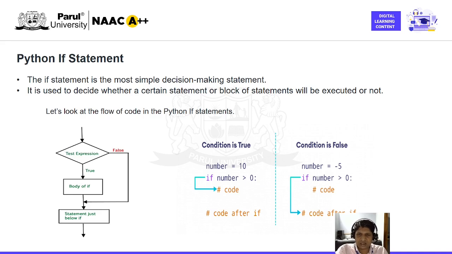You can see when the condition is true, the code inside the if number is greater than 0 will be executed. If the value of the number is minus 5, and we check if number is greater than 0, is minus 5 greater than 0? No, minus 5 is not greater than 0. It means the condition is false. Then the code inside will not be executed, and the code after the if will be executed.